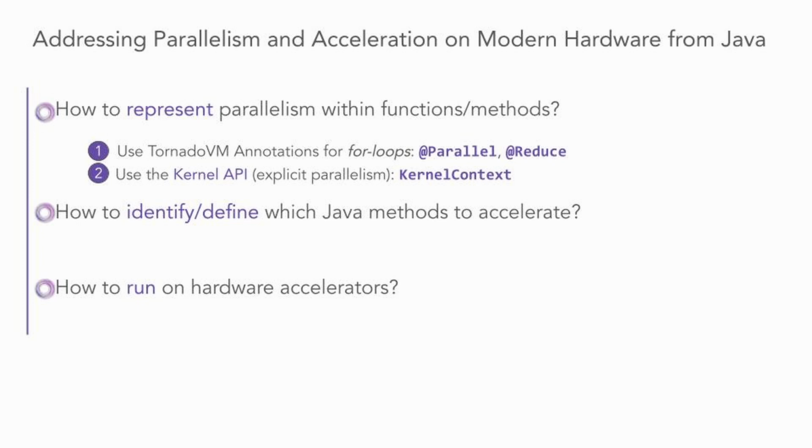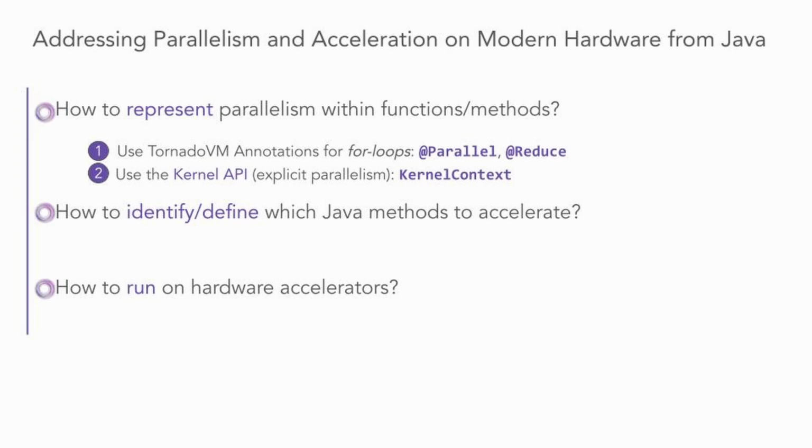So why this API? This API is convenient for non-experts on GPUs or FPGAs, or non-experts on GPU programming models. Let's say you don't need to understand the GPU programming model in order to use this API. So it's kind of an easy way to get access to hardware acceleration. The second API to represent parallelization with TornadoVM is what we call a kernel API.